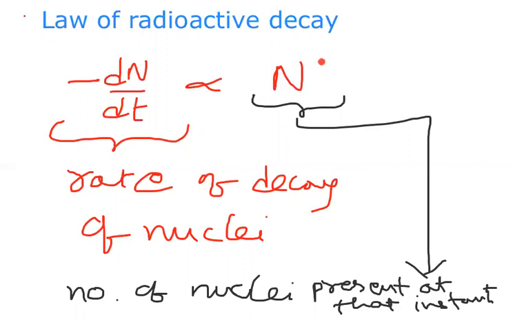How many nuclei are there at that particular instant of time? That is called capital N. How many nuclei are decaying? Decaying means they are decreasing in a unit time. So how the decay takes place? That is called minus dN by dt. The negative sign indicates decay. So from this information, I can write here, minus dN by dt is equal to N lambda.